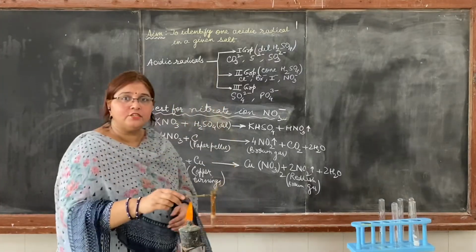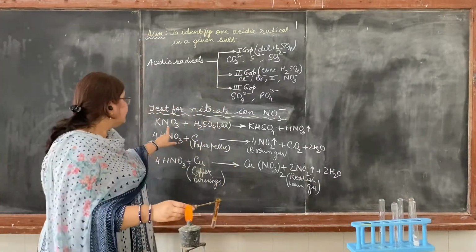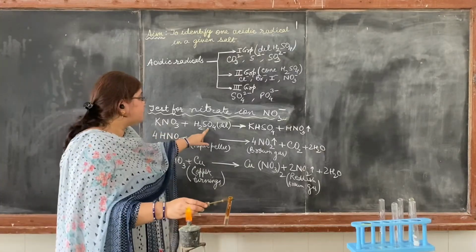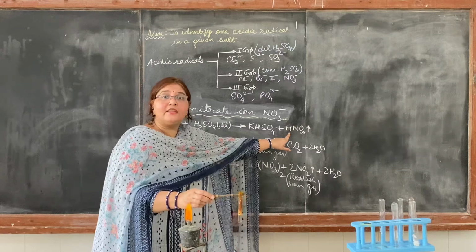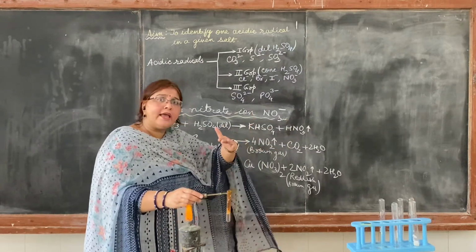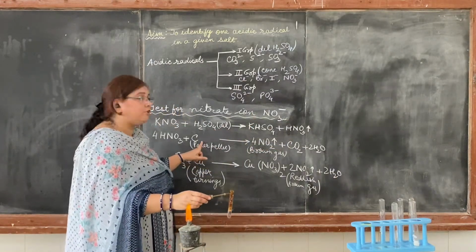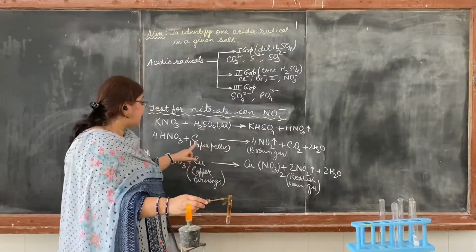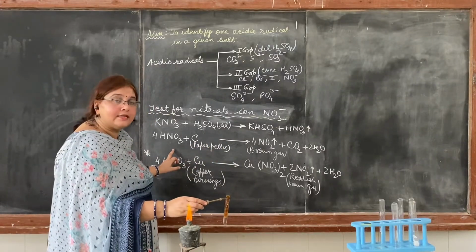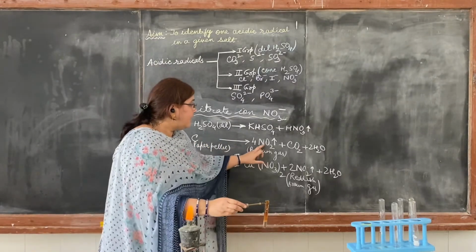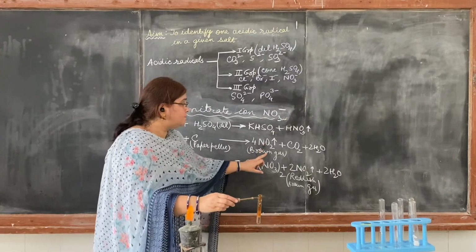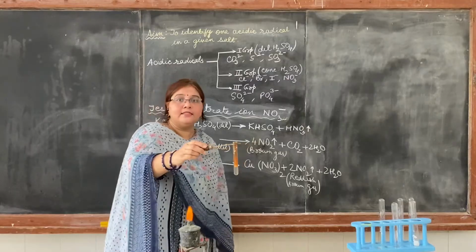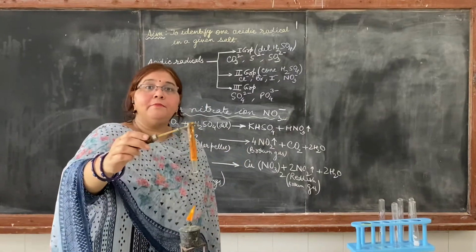What are the reactions taking place over here? The nitrate salt, when it reacts with the concentrated sulfuric acid, gives vapors of nitric acid, and as soon as we add the paper pellet to it, the carbon reduces the nitric acid to NO2 gas, that is, nitrogen dioxide gas, which is brown in color. So you can say that the nitrate may be present.